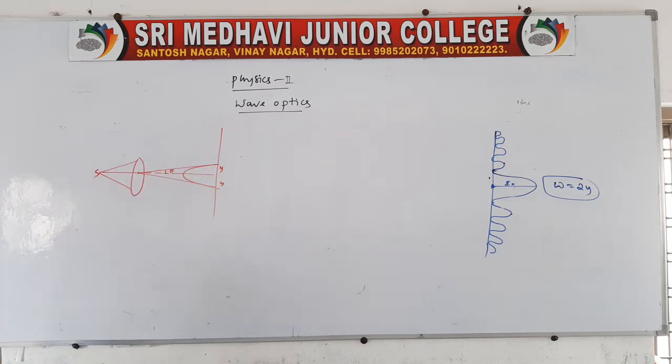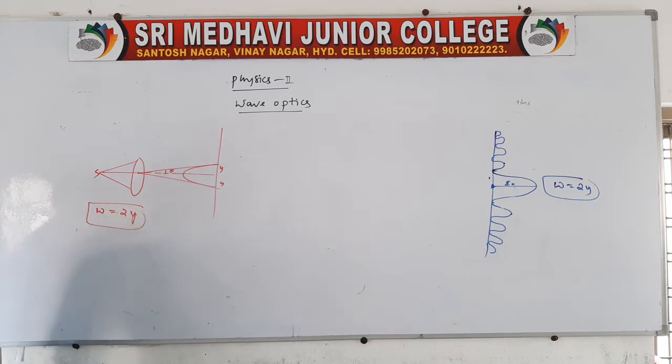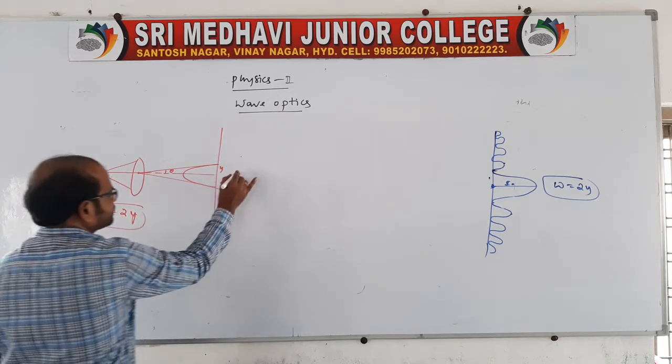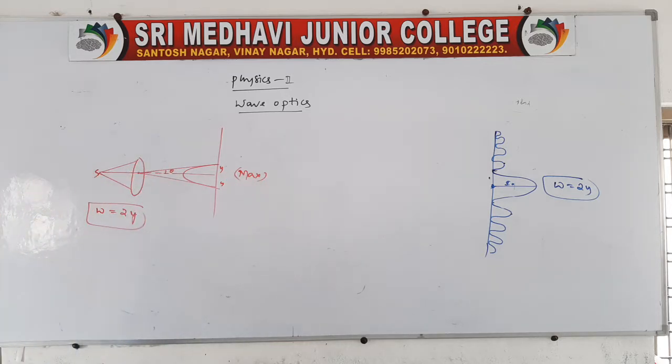So the width of the central maxima will be double, like this. Central maxima width, W, is equal to 2y. W is equal to 2y.